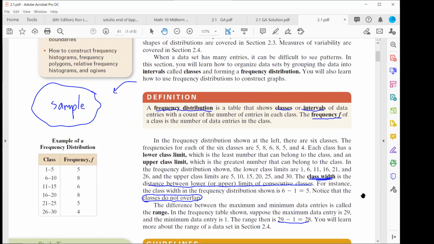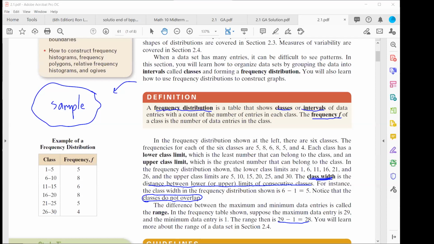Okay, so for example, in this table on the left-hand side, one example of a frequency distribution is given. So the smallest value in your collection is 1. The largest value in your collection is 30. So the minimum value is 1. The maximum value is 30. So in this table, they just gathered the data in classes, 1, 2, 3, 4, 5, and 6 classes of data.